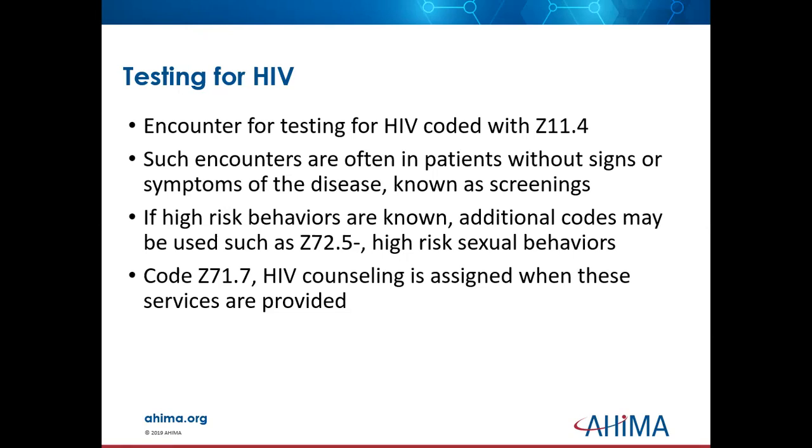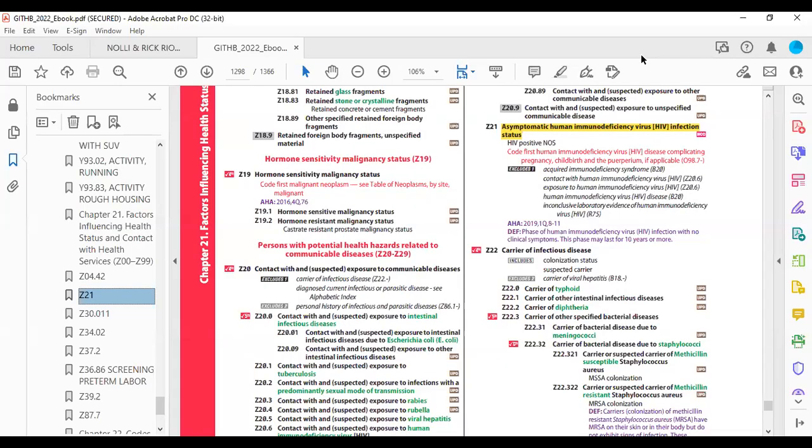Let's take a look at some of these codes. And again, here is what we were talking about. The Z21 is the asymptomatic HIV infection. And note the Excludes1 note. In other words, this is mutually exclusive. You can have AIDS, the B20. It's not contact. It's not exposure. It's not HIV disease. And it's not inconclusive.